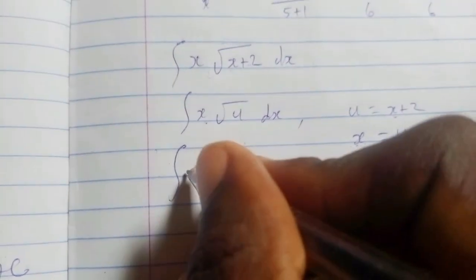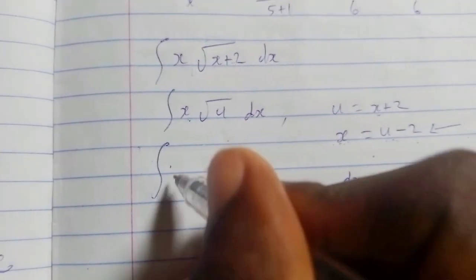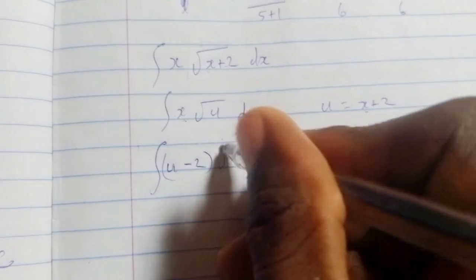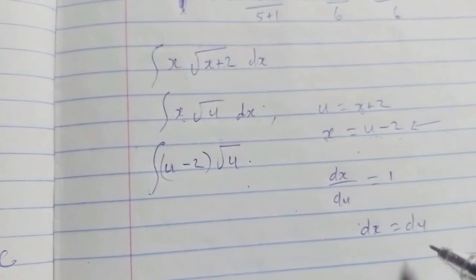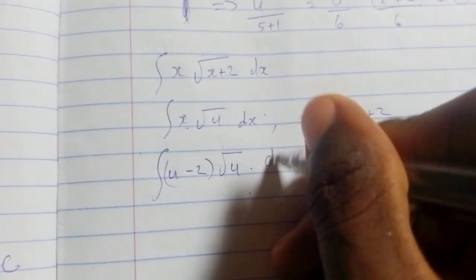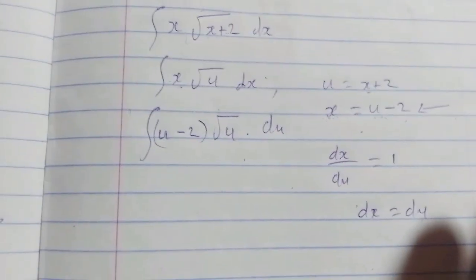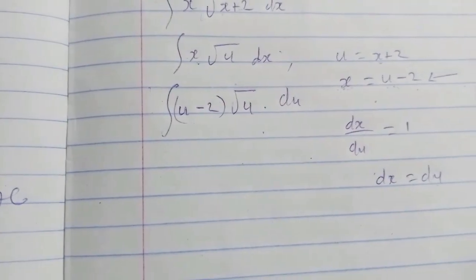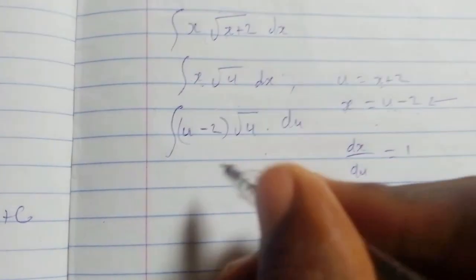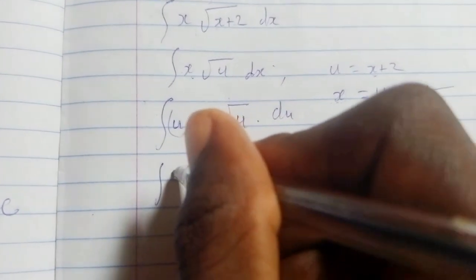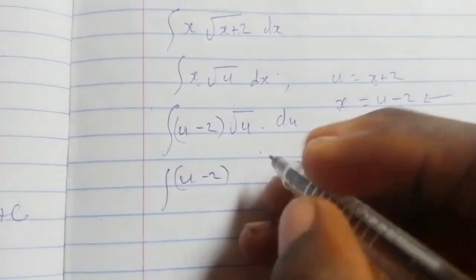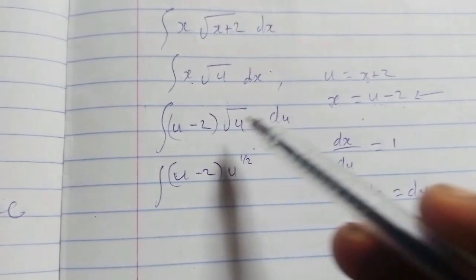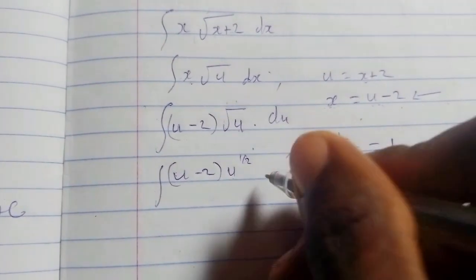So when we do that, we're left with the integral of (u minus 2) times root u du. Now we have a homogeneous variable u throughout. So we are going to continue. If we do the math correctly, we are going to have this. u raised to the power of half is the same thing as root u. So we have the u.